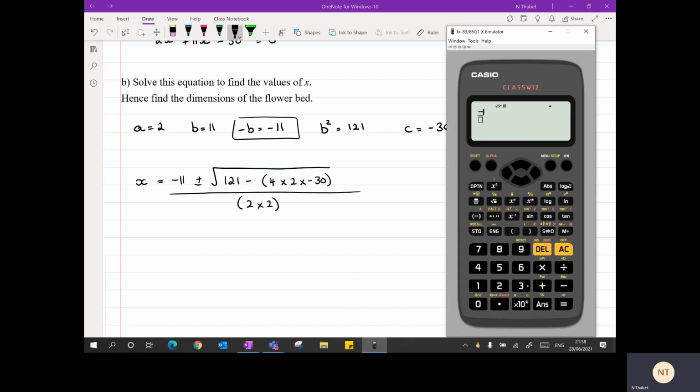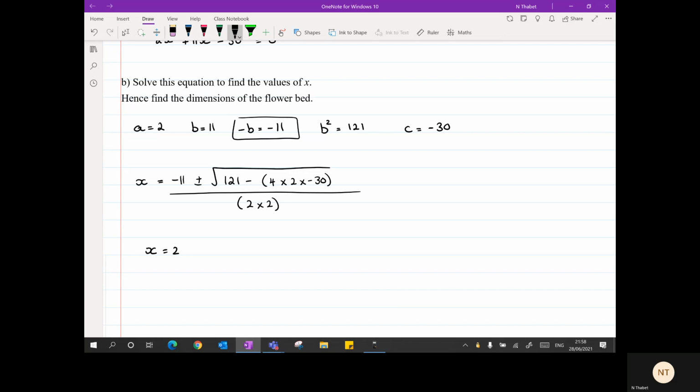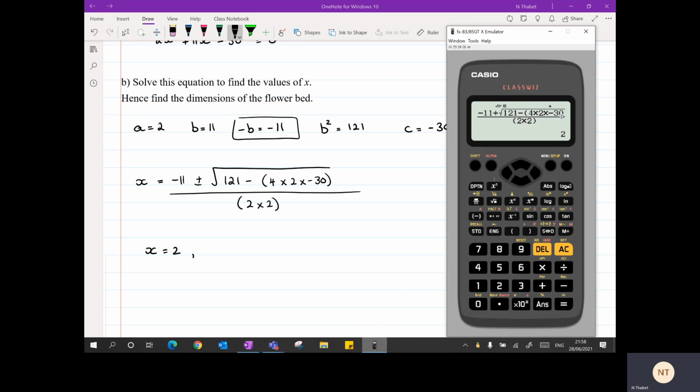Again, you put it into a calculator, minus 11 plus square root 121 minus 4 times 2 times negative 30, divided by 2 times 2. So the first answer is x equals 2. And the second value of x, if I use my left arrow, delete, put a minus in, is minus 7.5.